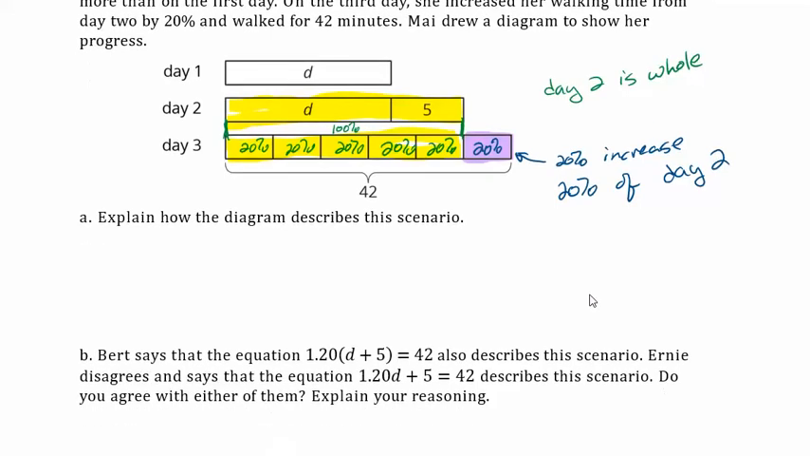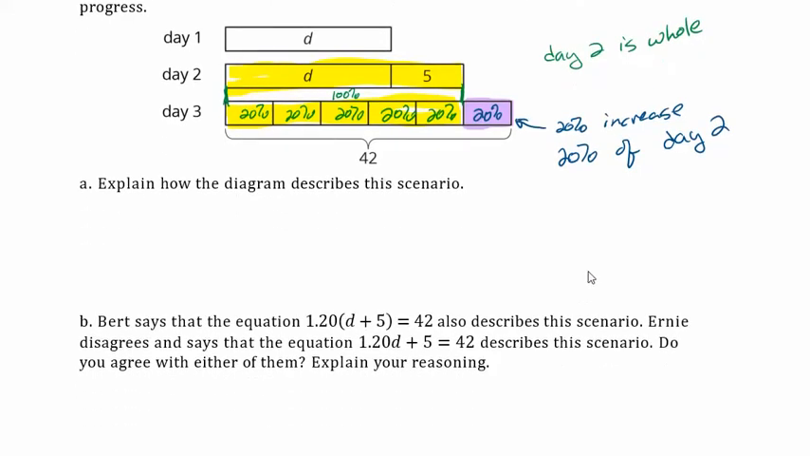So this is really about thinking about what is the whole. What are we taking a percentage of? So in this case, this 1.2 represents the 120%, which is 100% plus 20%. So this represents the 20% increase. All right, so we're taking 20% of some number and adding it onto that number, or we're taking 120% of some number. Those are the same things.